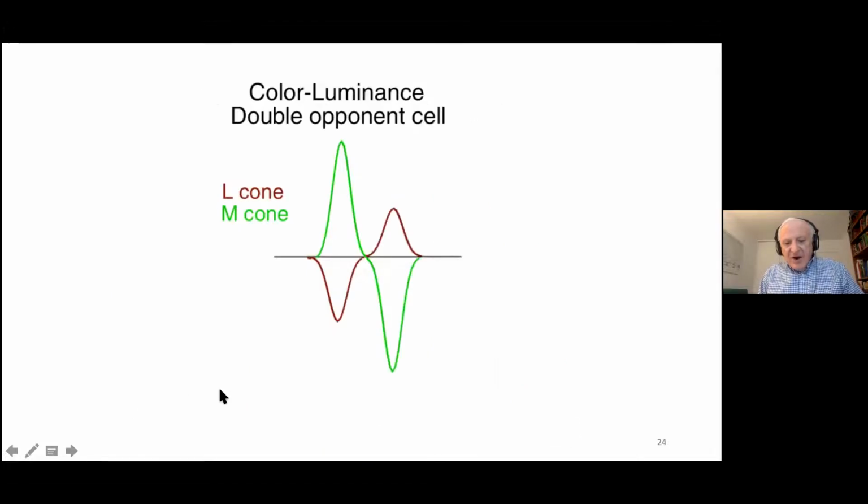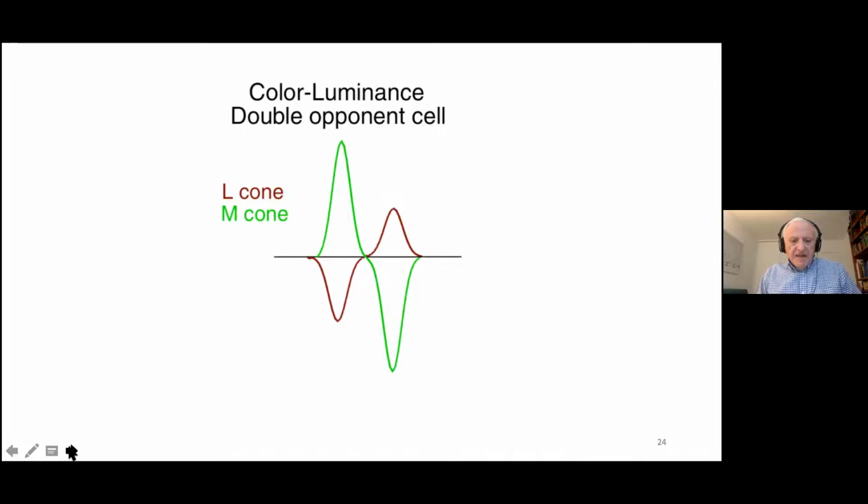So our cartoon of the receptive fields of these neurons is that they have cone inputs which are opposing in different locations, and that they're organized in this odd symmetric way. So these are like color edge detectors.